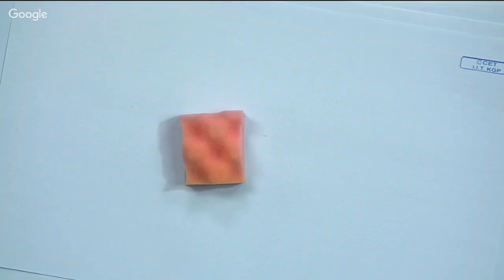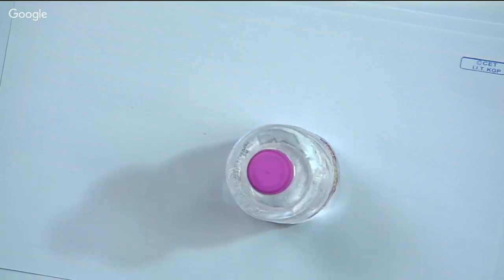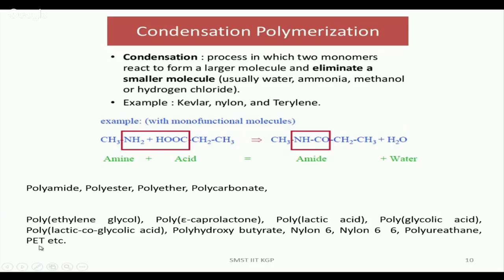Okay, polyurethane. Similarly, there could be some other polymer. What is this polymer? This one? PET. PET, polyethylene terephthalate. So this is a polymer.